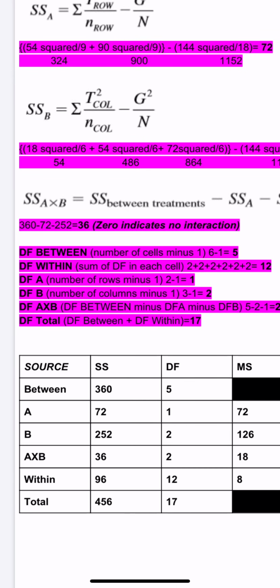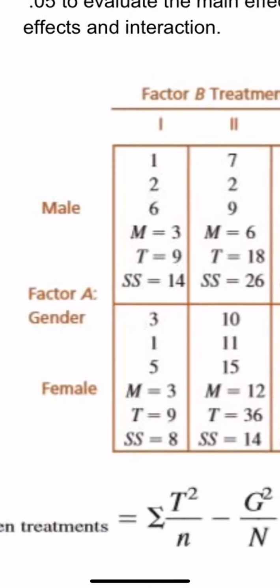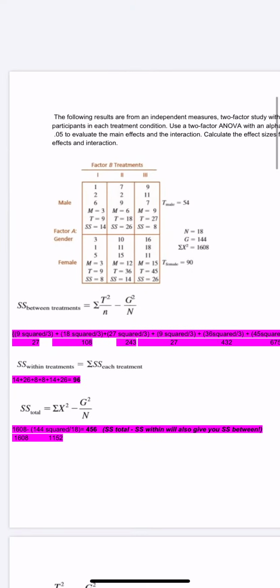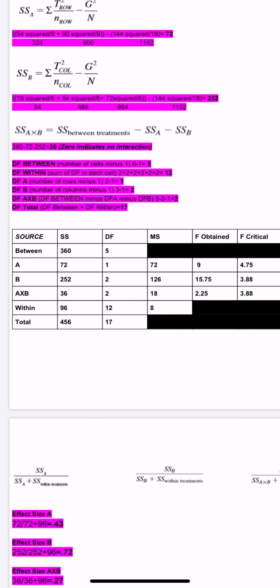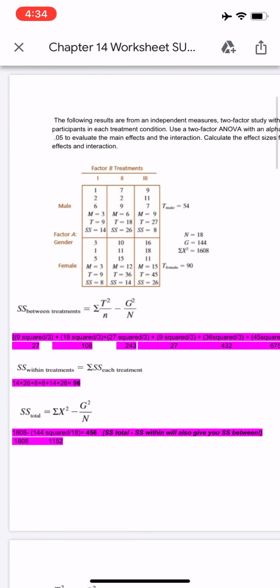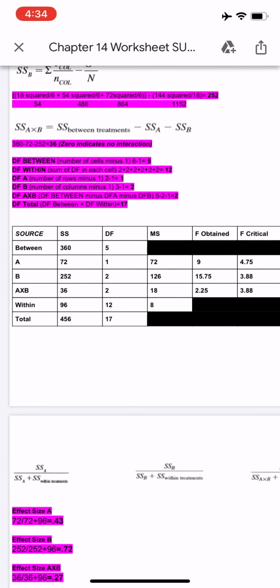DFA is number of rows minus 1. Well, there are 2 rows. There's a male row and a female row. So 2 minus 1 is 1. And DFB is number of columns minus 1. There are 3 columns, for treatment 1, treatment 2, and treatment 3. So 3 minus 1 equals 2.